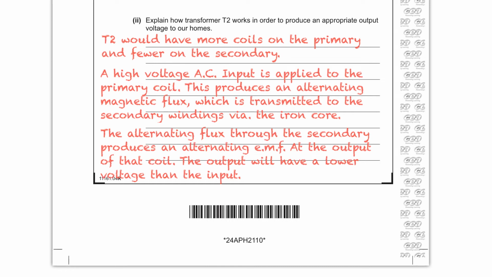So a high voltage AC input is applied to the primary coil. This produces an alternating magnetic flux, and that's transmitted to the secondary windings via the iron core. The alternating flux of the secondary produces an alternating EMF at the output of that coil. The output will have a lower voltage because it has to be a step down.